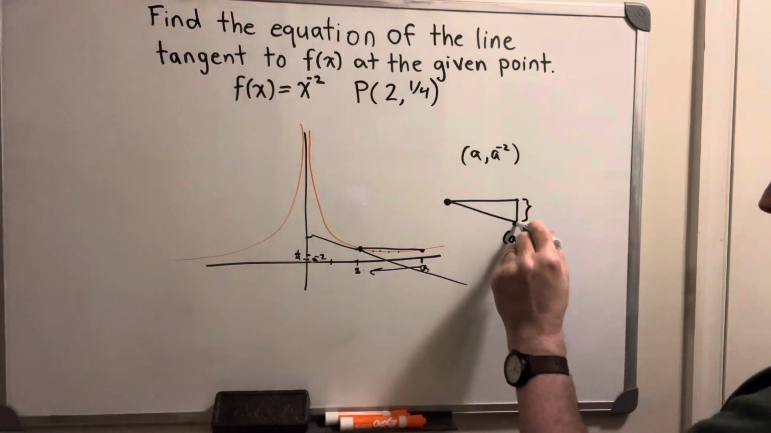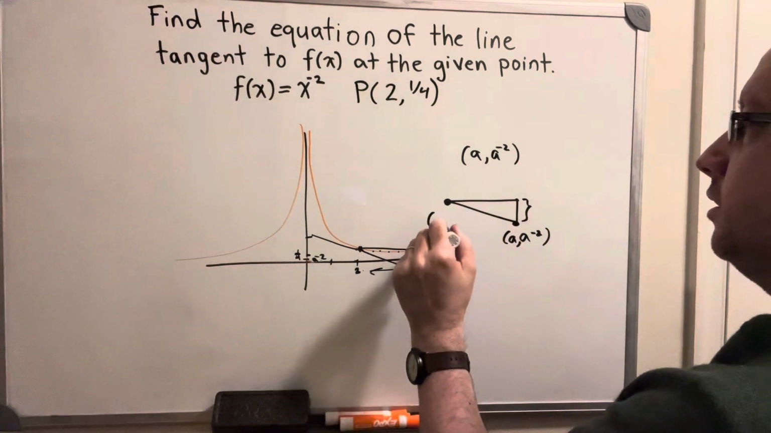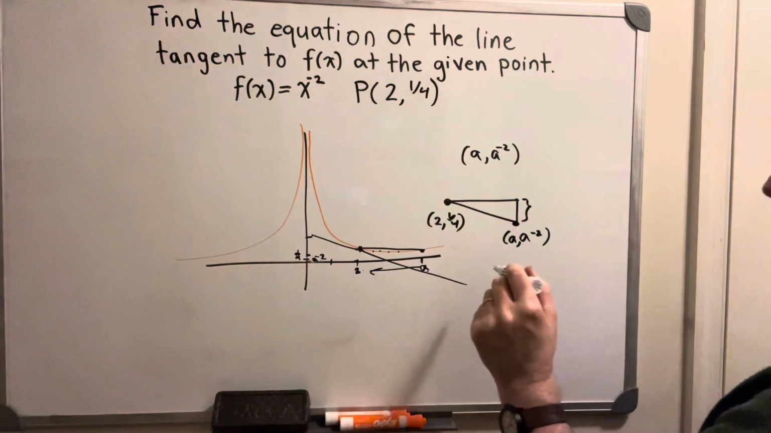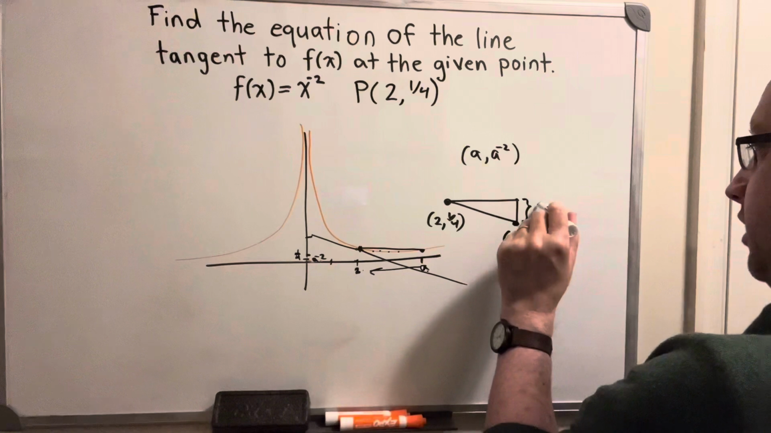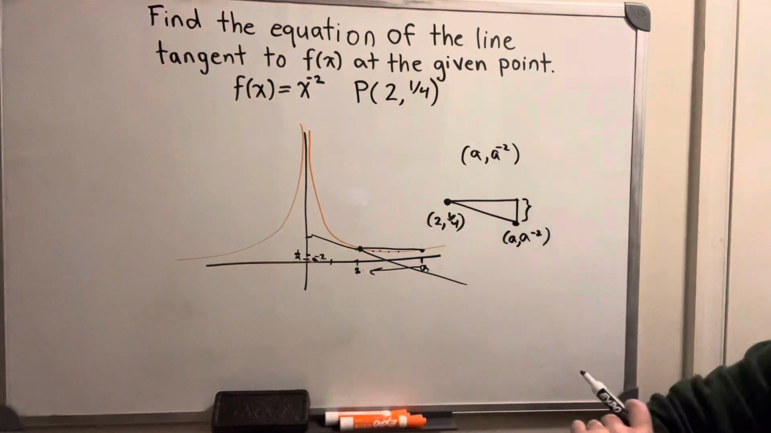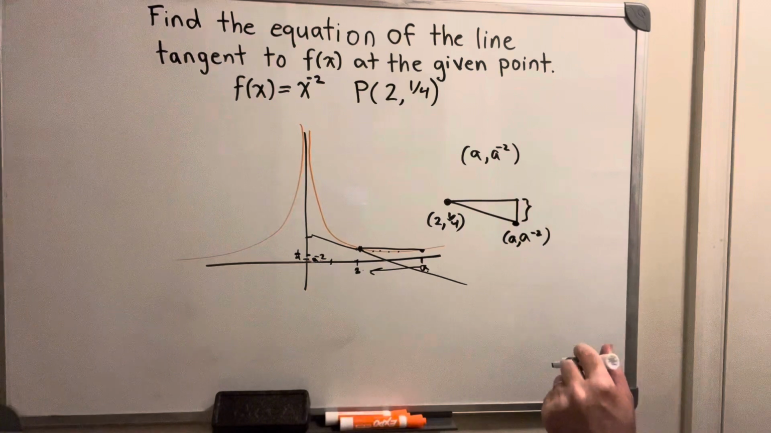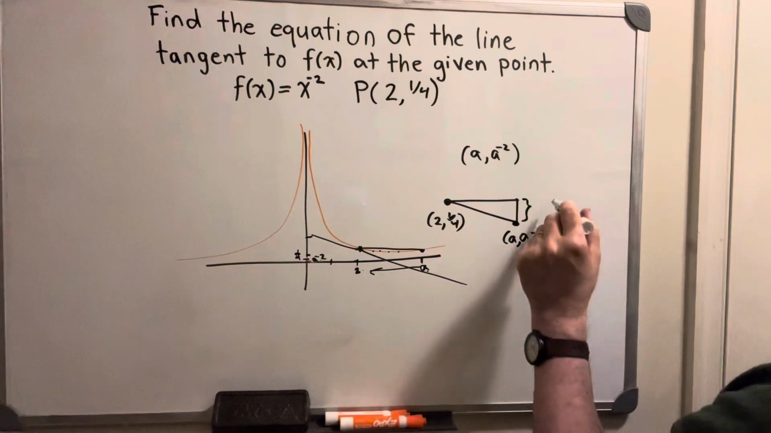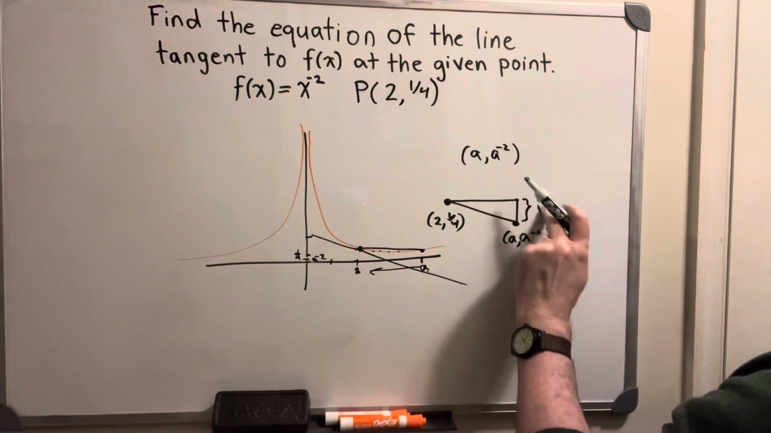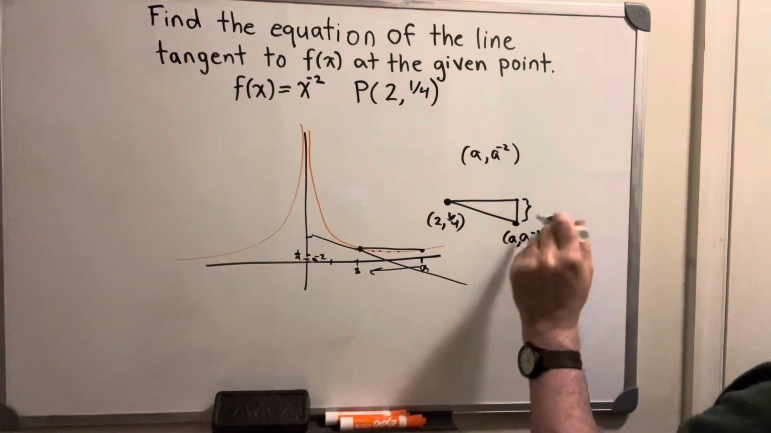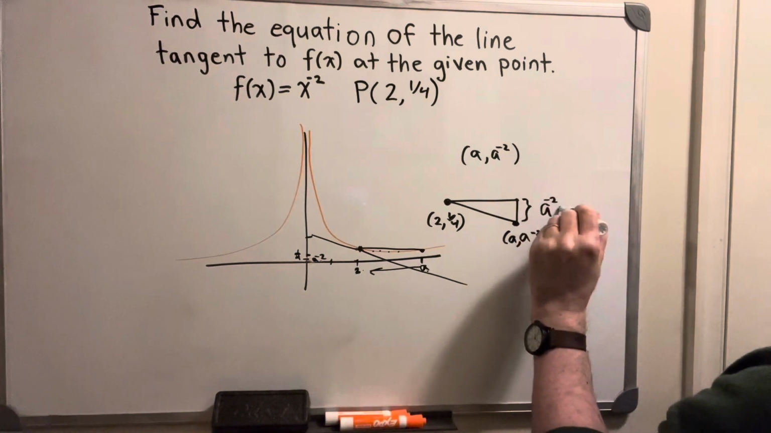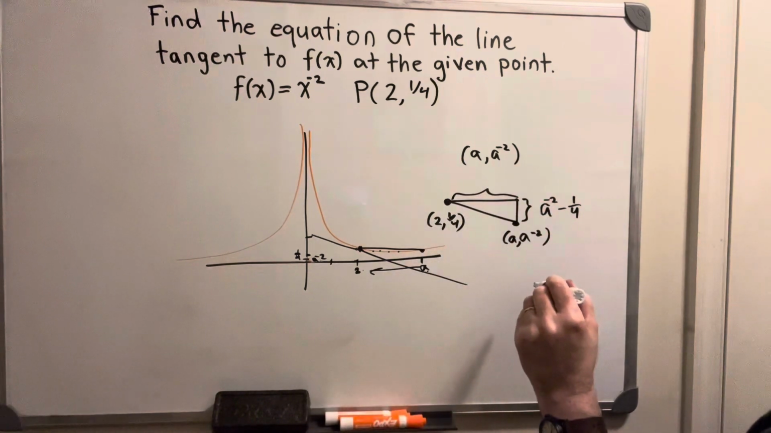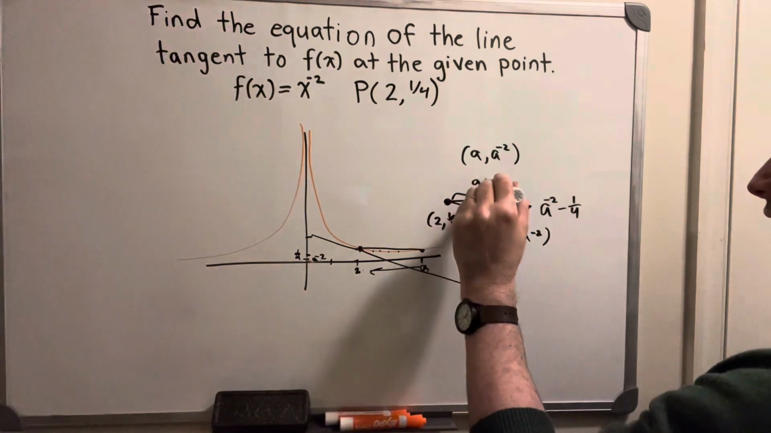A to the minus 2nd. This point right here is 2 and 1/4. What is this? It's the difference in y values, or the difference in second number values. So we can write a to the minus 2 minus 1/4, right? And what is this? A minus 2.